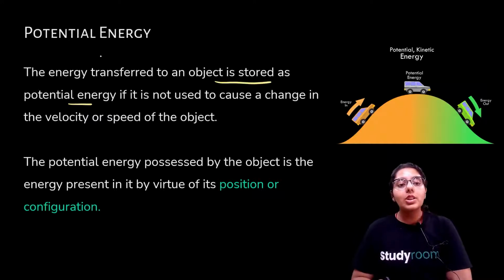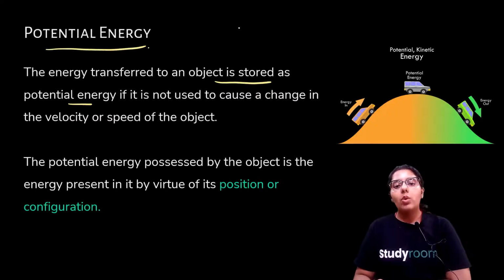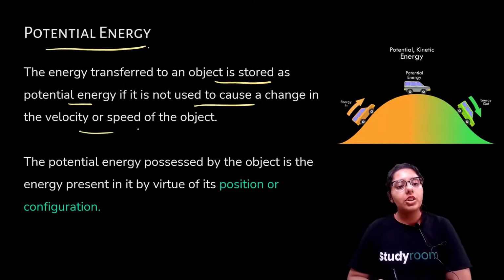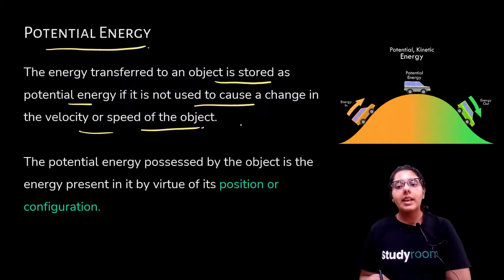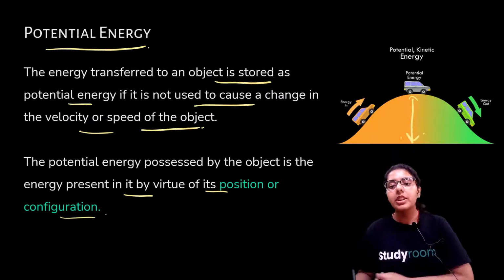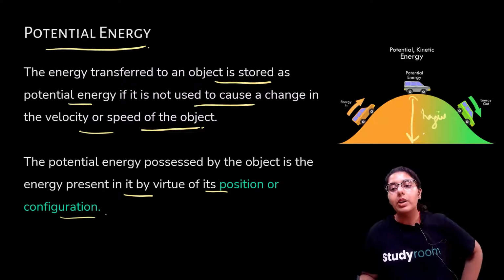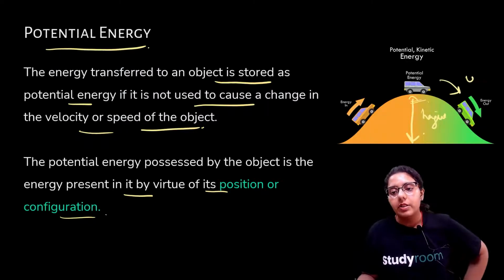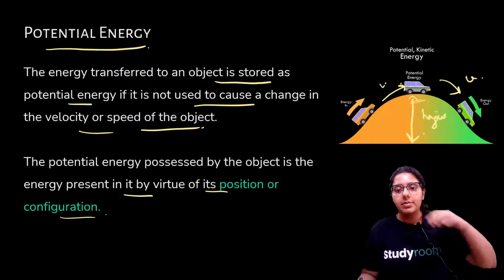Which form of energy gets stored? Potential energy. And which form of energy is used in motion? Kinetic energy. So it is stored as potential energy if it is not used to cause a change in the velocity or speed of the object. If energy causes a change in velocity or speed, then it is kinetic energy. The potential energy possessed by an object is the energy present in it by virtue of its position or configuration, such as being at some height. It's stored energy, right? Kinetic energy has some speed.